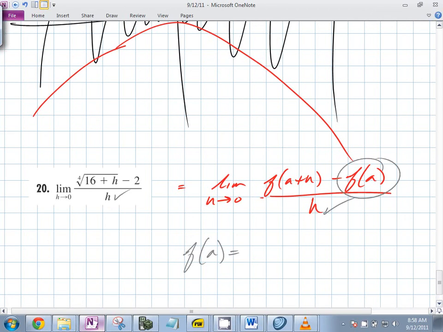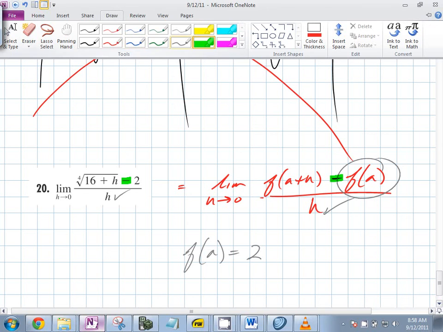Root. No, not the operation. What number? Oh, 2. F of a is 2, right? Dumb of me. No, it's not the 16. The negative sign is already there. So the f of a corresponds to 2, correct?